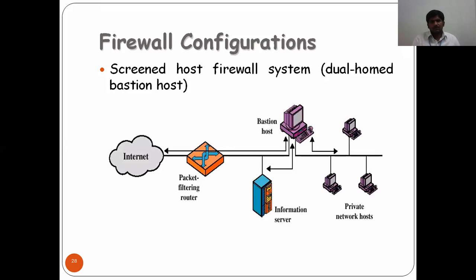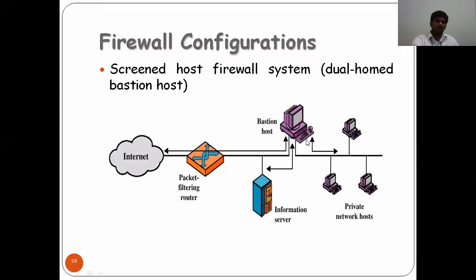So, screened host firewall system. The first one is about the single homed bastion host. The second one is about the dual homed bastion host. See the diagram, you can understand that this is a bastion host system where we have two ways we are going to pass.